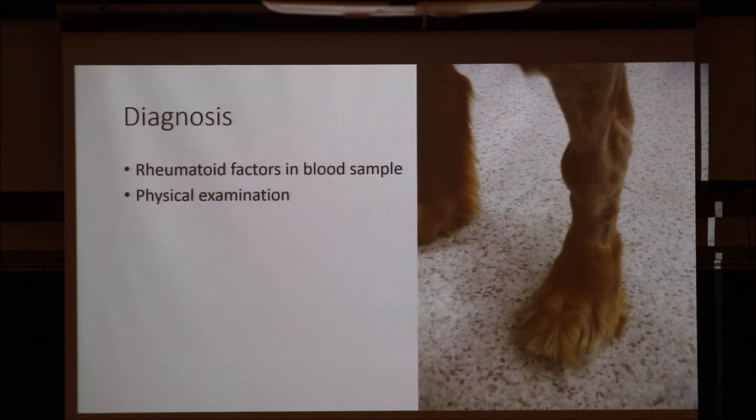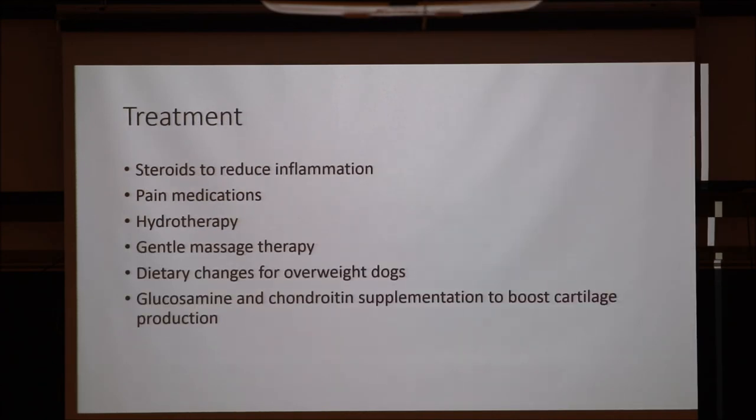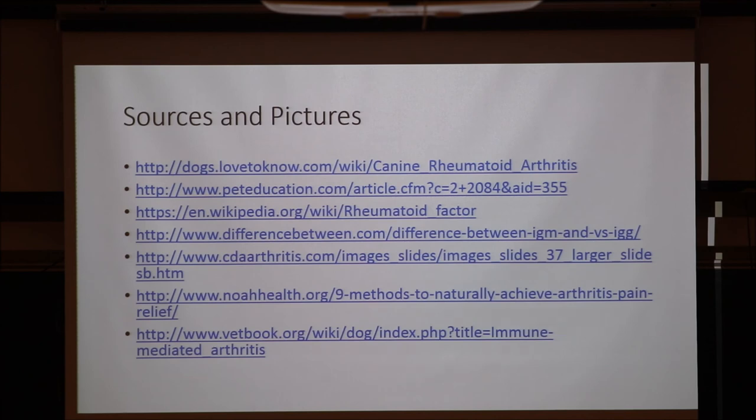So they'll just check the joints for pain, heat, and swelling because of that inflammation by the arthritis. And there is no real cure for canine rheumatoid arthritis, but there are some treatments. That includes steroids that will reduce the inflammation, pain medications, hydrotherapy, massage therapy, and dietary changes, which can all help alleviate some of that stress that's put on the joints. And then there is supplementation that helps boost cartilage production.